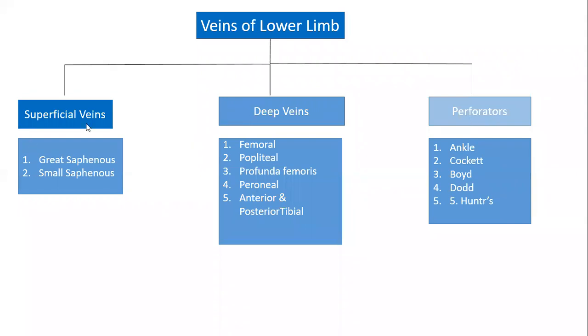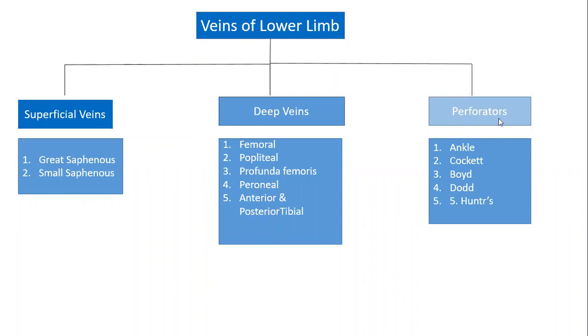The superficial veins include great saphenous vein and small saphenous vein. The deep veins are usually the venae comitantes that accompany the arteries in the lower limb. And these include the femoral vein, popliteal vein, profunda femoris, peroneal, anterior and posterior tibial, and the plantar veins.